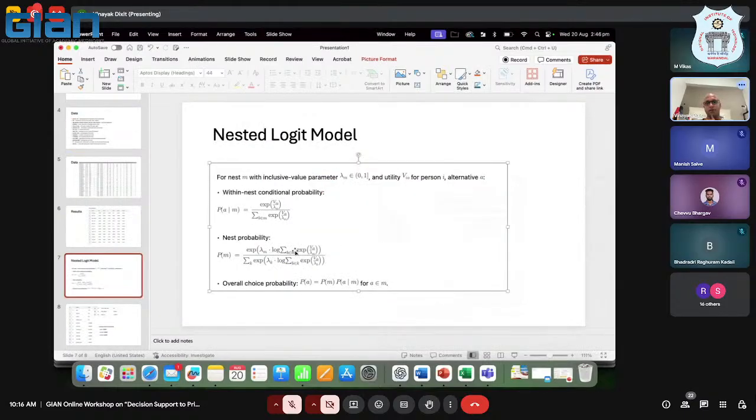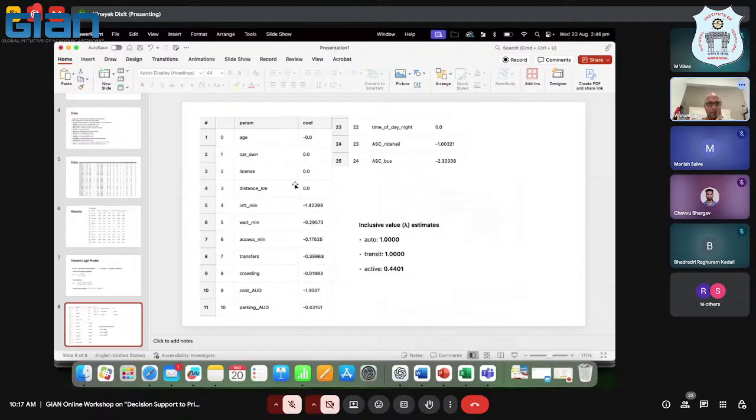Log of sum of this. So these are also called the log likelihoods. So when we estimate this, we get this result. What you will notice is that I have an attribute specific constant for ride hail and for bus, but I don't have it for others.